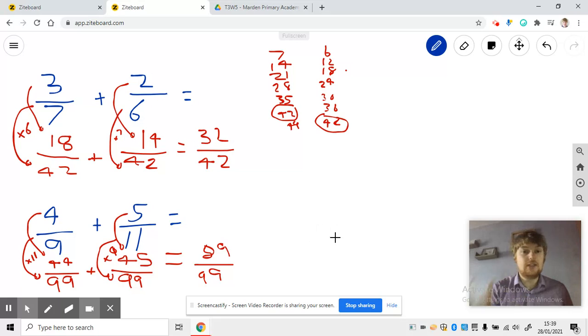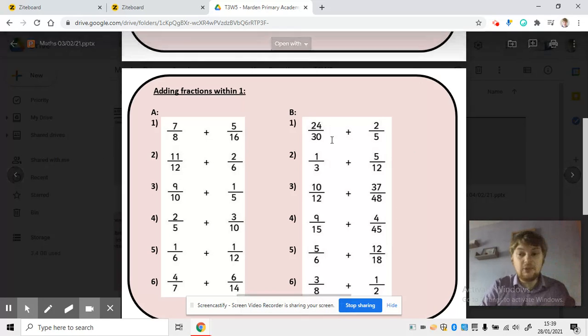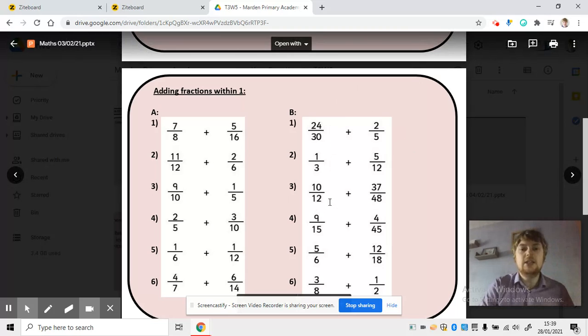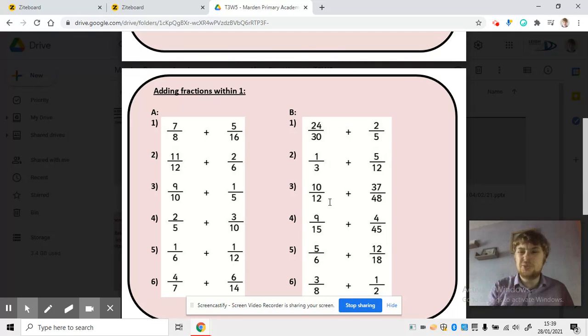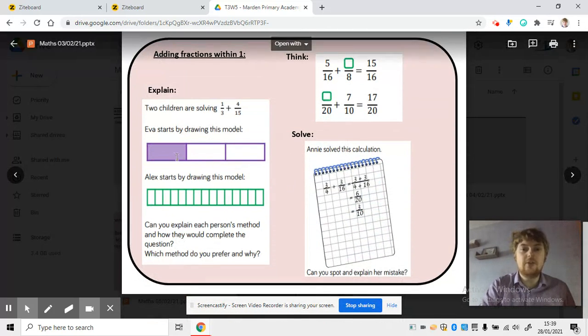So again, watch this video as many times as you need to see how to do it. You have to have the common denominators and the conversion with the numerators under the rule. Whatever you do to the denominator, you do to the numerator. When you've done that, obviously you've got your choice of A or B. Obviously, if you're feeling confident, do push yourself on B. Please don't take the easy route with A, as you wouldn't do that in class. Okay, and when you've done that, as always, you've got your think, you explain, and your solve.